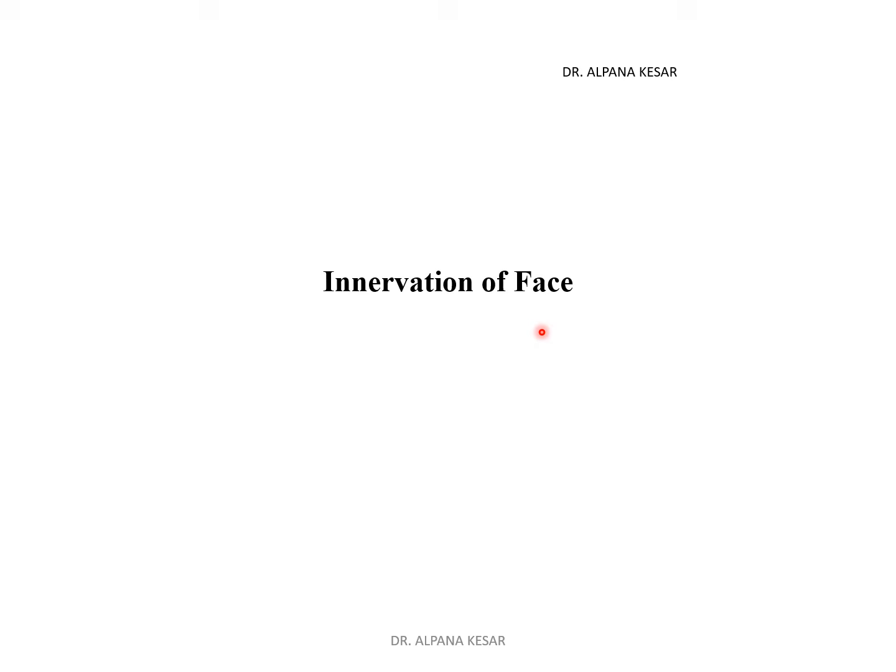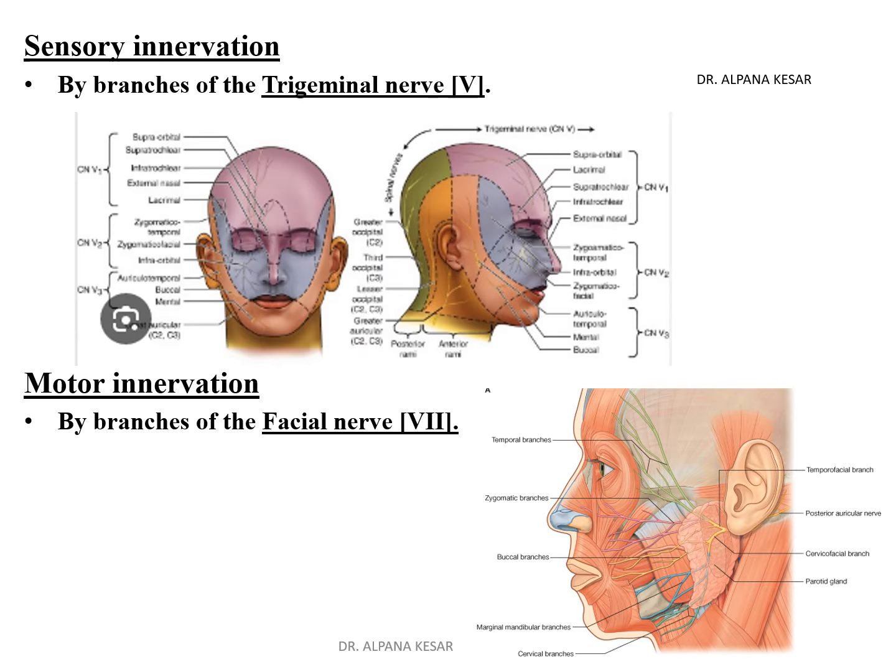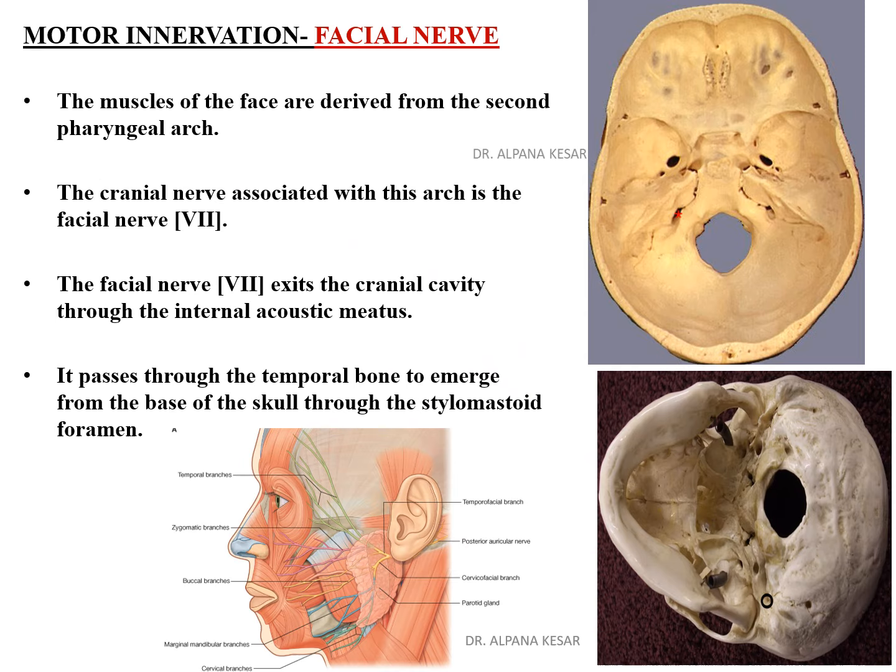Innervation of the face. Sensory innervation of face. General sensations, that is touch, temperature and pain, from the face is carried by branches of the trigeminal nerve, which is the fifth cranial nerve. Motor innervation of face, that is, the muscles of the face are supplied by branches of the facial nerve, which is the seventh cranial nerve. The muscles of the face are supplied by the facial nerve. Facial nerve is the seventh cranial nerve.